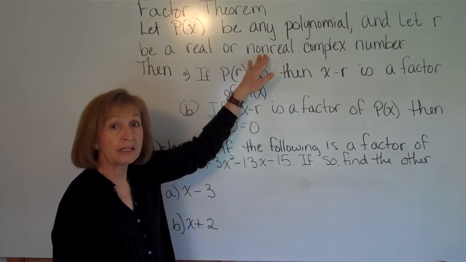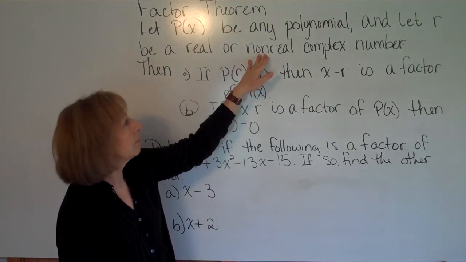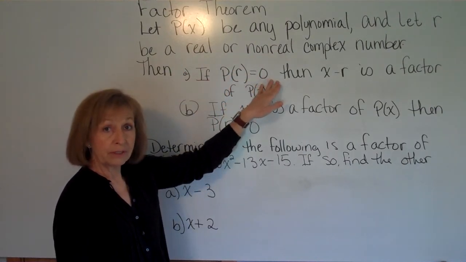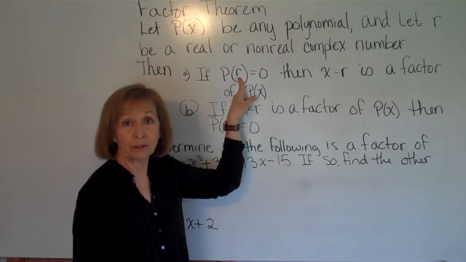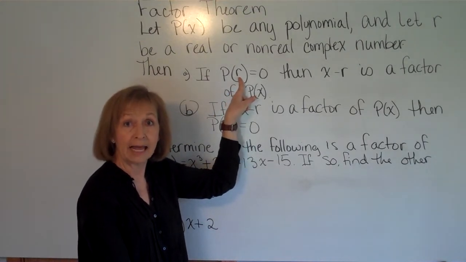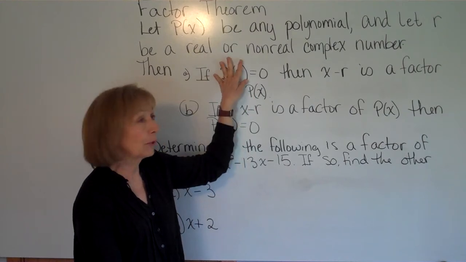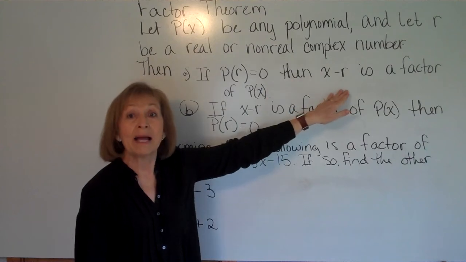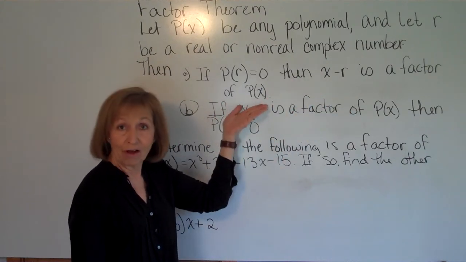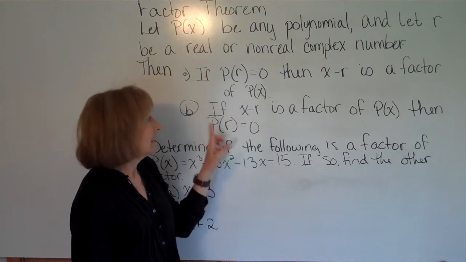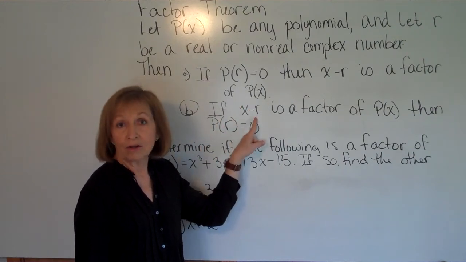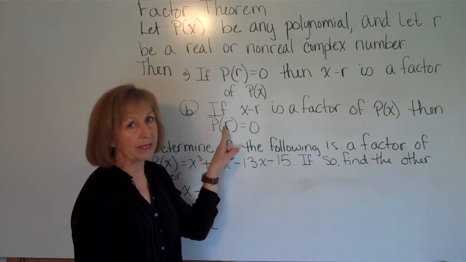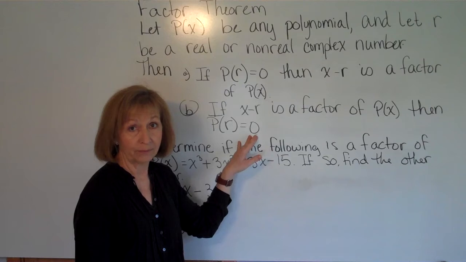So this also works if you have i's in your numbers that you're working with. Then if p of r is equal to 0, so if you take out the x's in the polynomial and put the number that follows the minus after the x through the polynomial, and when you evaluate it you get a 0 out, if that's true, then x minus r is a factor of the original polynomial. It also says that if x minus r is known to be a factor of the polynomial, then you're guaranteed that if you put that r through the x's in the polynomial, you'll get a 0 out.